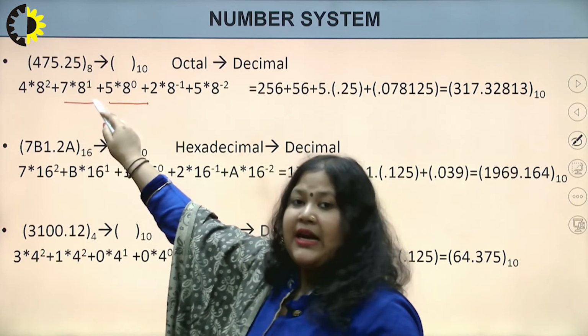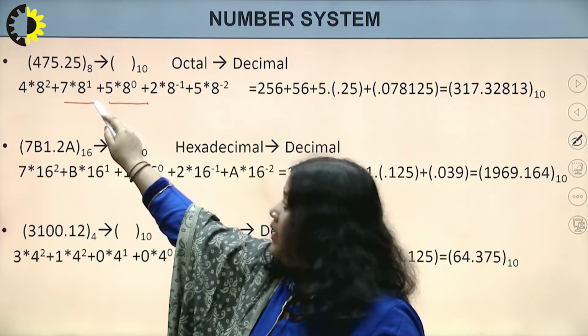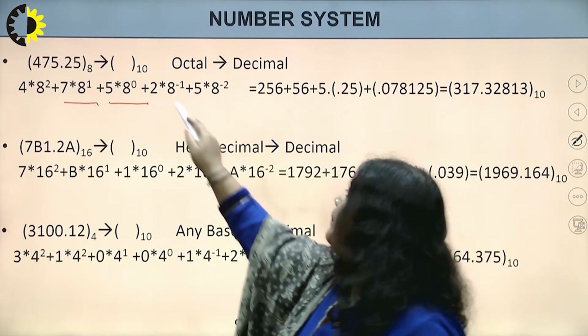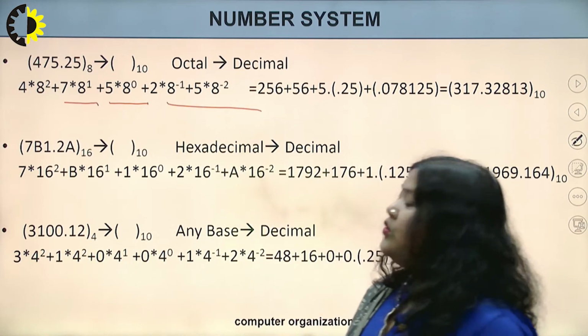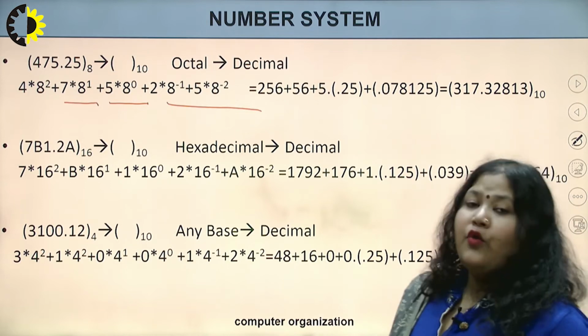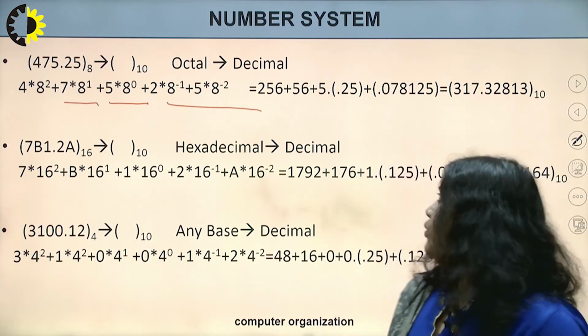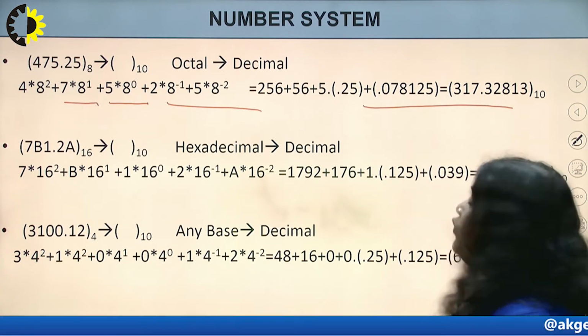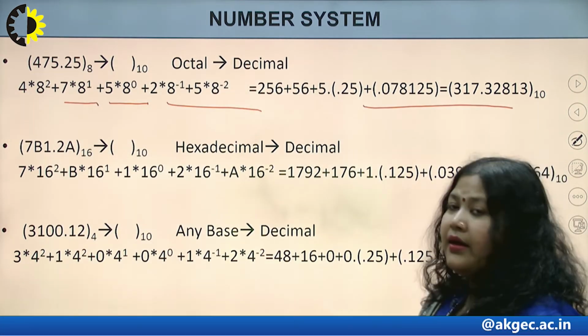7 multiplied by 8 to the power 1, this is the position of the second digit. And 4 multiplied by 8 to the power 2. The fractional part is 2 multiplied by 8 to the power -1 and 5 multiplied by 8 to the power -2. So the calculation gives 317.32813. This is the basic, right?